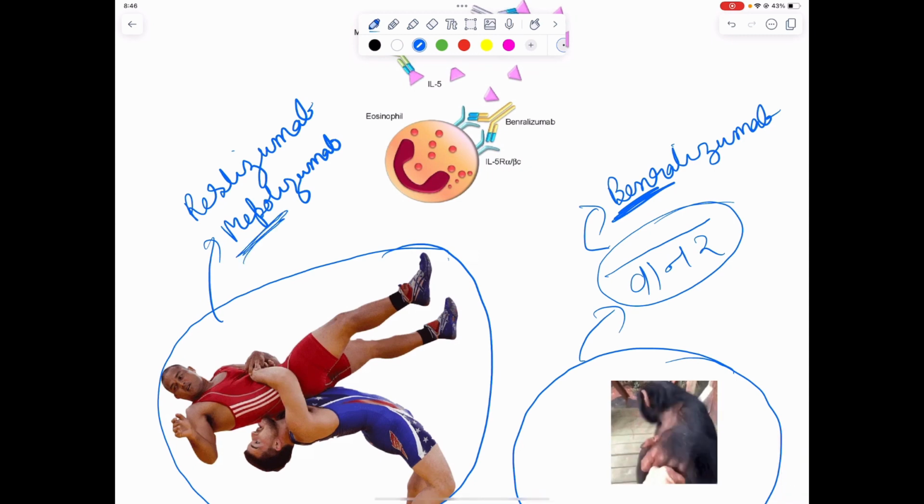See, me being a wrestler is wrestling and tackling the opposition to win 5 points. So the IL-5 antagonists are Mepolizumab and Reslizumab. Resli comes from wrestle. So here the person is wrestling. From that you can remember this.